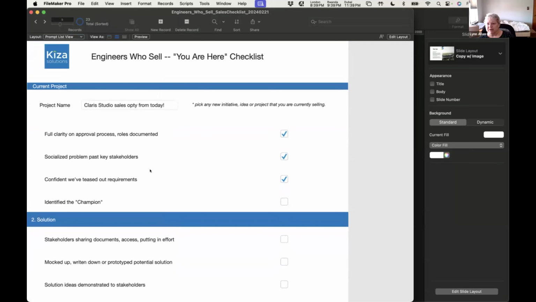Identifying the champion can be kind of informal in my process, just knowing who it is. Although before we do the final signing, I do get the decision maker, who may or may not be the champion, to identify that person, who's going to be my contact and my liaison.